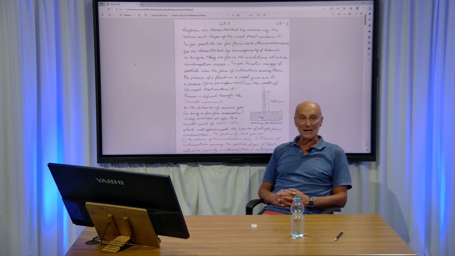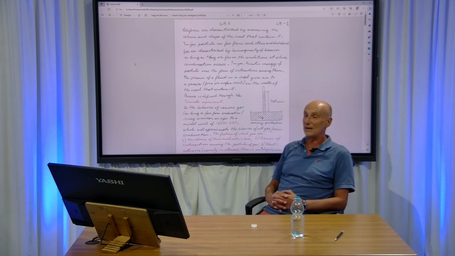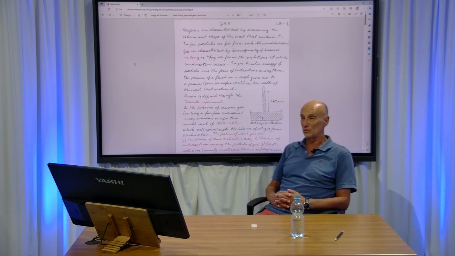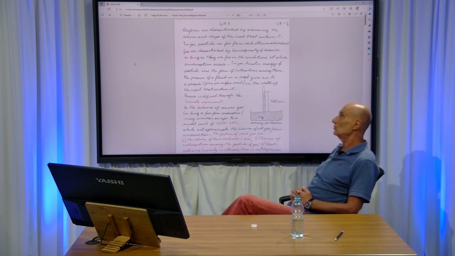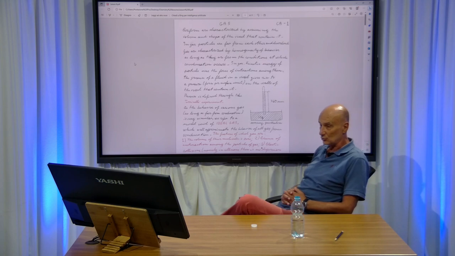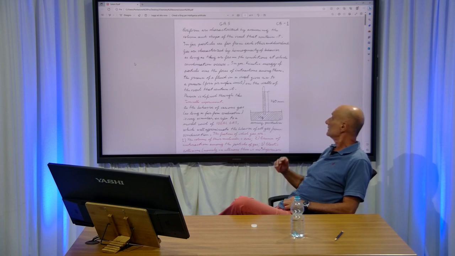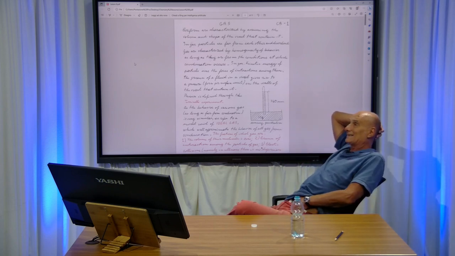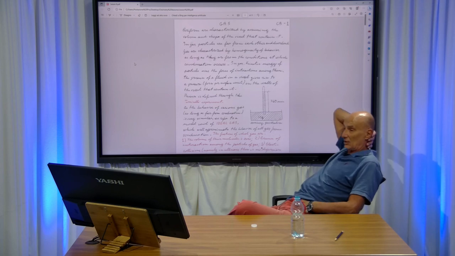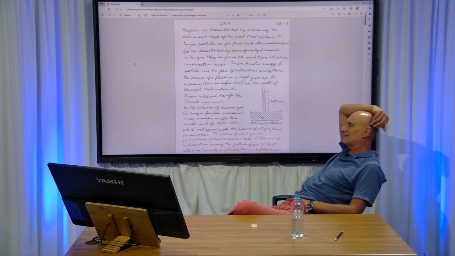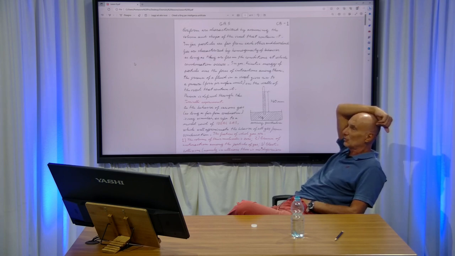In practice, in gas, the kinetic energy, the movement of the particles, is able to overcome the force of interaction between the molecules of gas, and so the molecules are free to move. Well, when a gas is contained in a vessel, the gas exerts a pressure over the inner wall of the vessel.